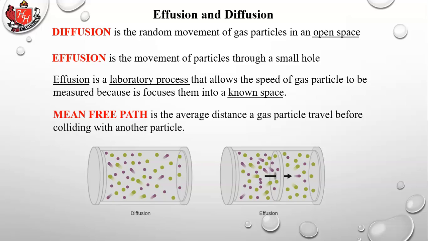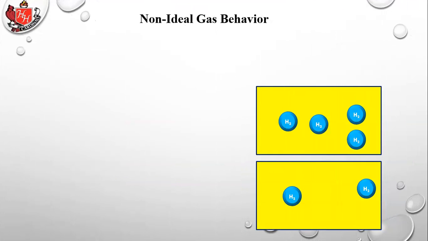Mean free path is the average distance a gas particle travels before colliding with another particle. So if particles are under high pressure or very low volume, they're going to bang into each other a lot faster than if they're spread out in a larger volume at very low pressures.